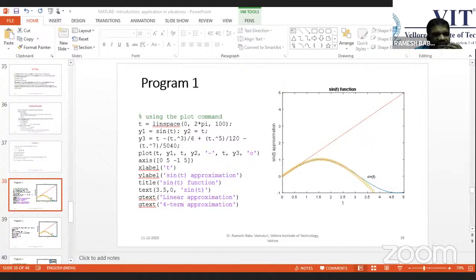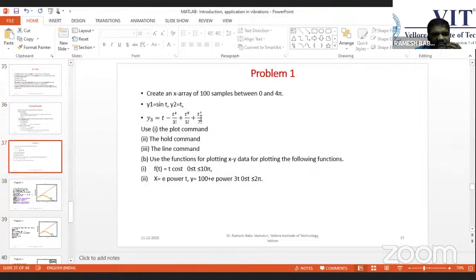So here you can see linspace(0, 2*pi, 100). We need 100 divisions, but my minimum limit is 0 and maximum limit is 2 pi. So y1 equals sin t, y2 equals t, y3 equals t minus t cubed by 6 plus t to the power of 5 by 120 minus t to the power of 7 by 5040. These are taken from the problem, not taken by ourselves.